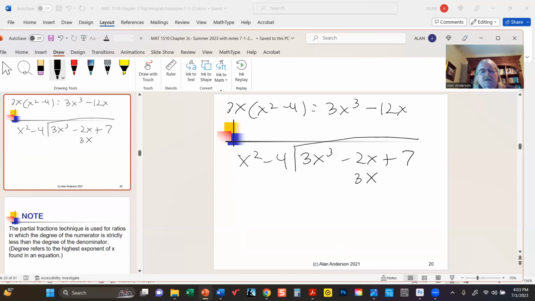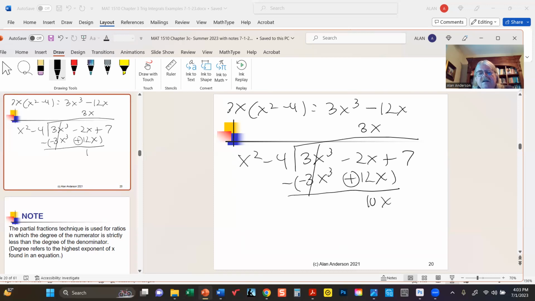Oh, you know what, I just realized I put the wrong thing here. The 3x goes up here to indicate that this 3x, which when multiplied by x squared minus 4, gives me 3x cubed minus 12x. Now I'm going to subtract this entire expression. And now this is a negative number, so these drop out. This is now positive, so I'm left with 10x plus 7. Now, I can't go any further because 10x plus 7 has a lower degree than x squared minus 4.